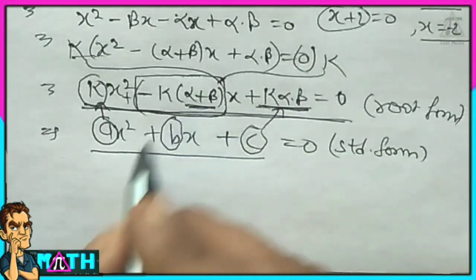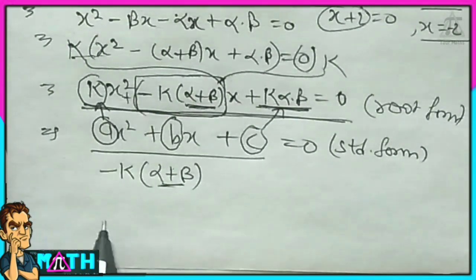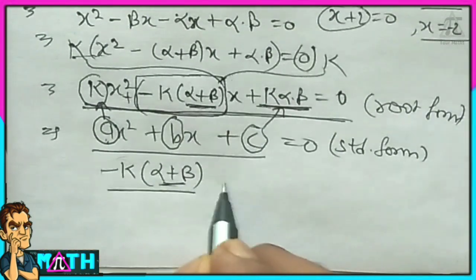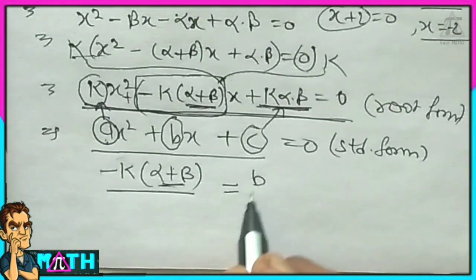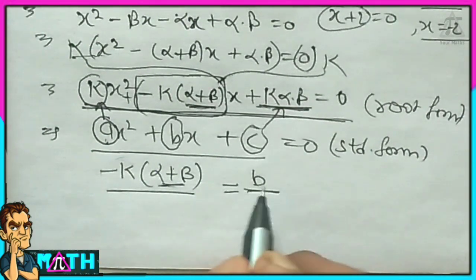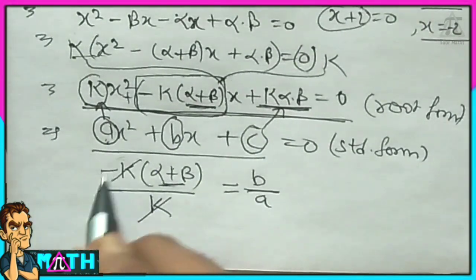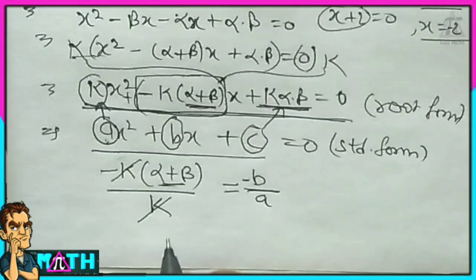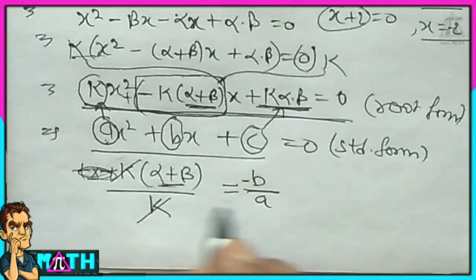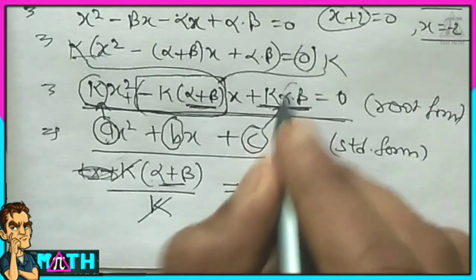Now I need alpha plus beta. From here, minus k (alpha plus beta), how can I get alpha plus beta? Only by removing minus k. So this expression is b. When I divide b with a, it means we are basically dividing by k, and k cancels out, but it's minus of alpha plus beta. So when I give minus to b, it's minus minus plus now, so we get alpha plus beta. So alpha plus beta is equal to minus b by a, and we have proved it.